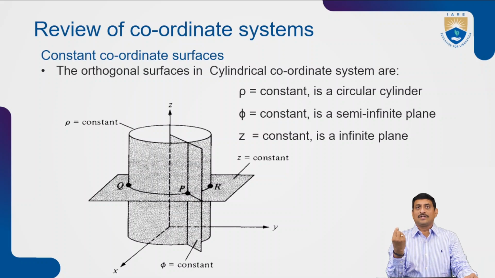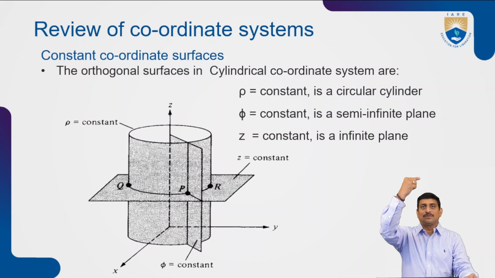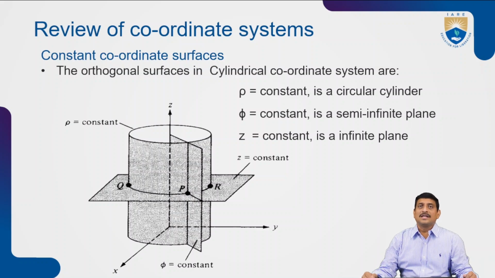By varying phi from 0 to 2 pi, I will also move z from minus infinity to plus infinity. This gives rho equal to constant for the different values of rho. By varying phi from 0 to 2 pi and z from minus infinity to plus infinity, we get a circular cylinder. Rho equal to constant is a circular cylinder.